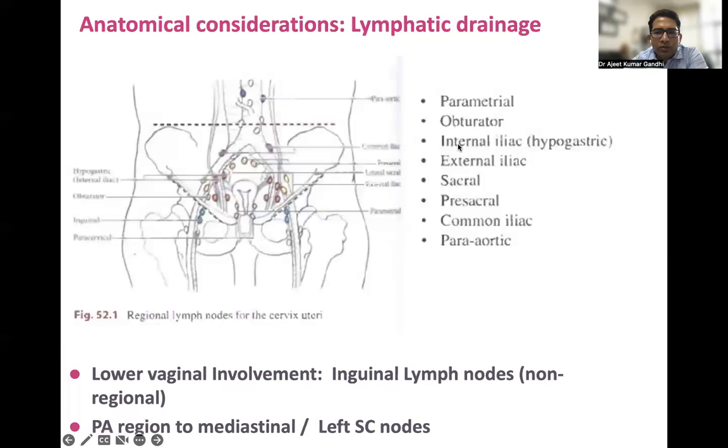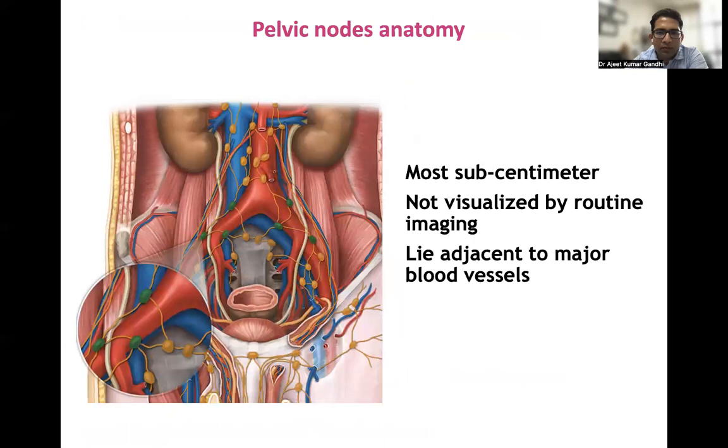The parametrial, obturator, iliac, sacral, presacral, and paraortic nodes are considered to be regional lymph nodes for the cervix, and inguinal lymph nodes, mediastinal lymph nodes, or supraclavicular lymph nodes are considered to be non-regional, and these are stage 4B. Most of these normal nodes would be subcentimetric and would not be visualized by routine imaging. However, the important thing to understand is they lie adjacent to major blood vessels, and this important anatomical information will help us to delineate the lymph nodal regions electively when we are treating these patients.